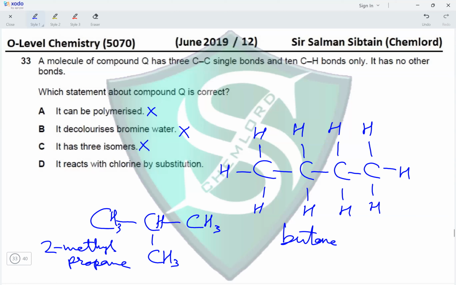It reacts with chlorine by substitution. Yes, alkanes in the presence of UV light would react with chlorine or bromine, forming halogenoalkanes, and in the case of chlorine, HCl, in the case of bromine, HBr. So this reaction is substitution. So the correct option for this question is option D.